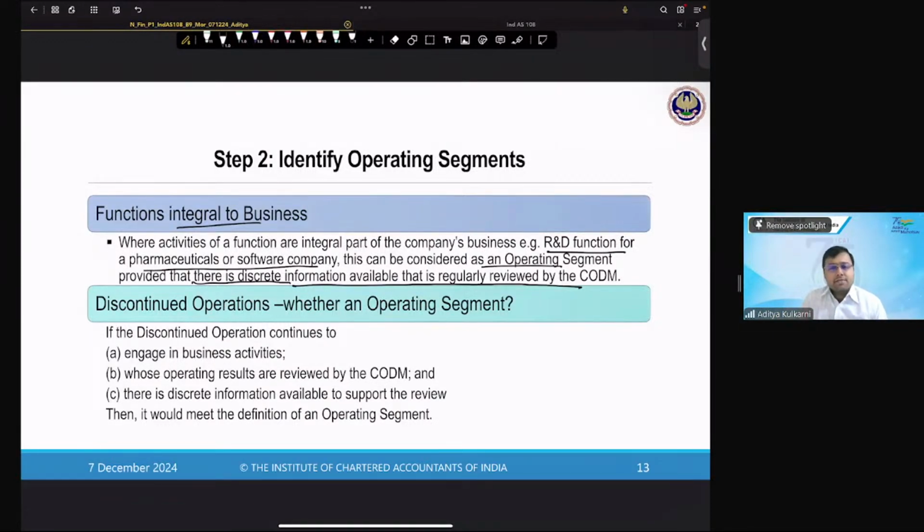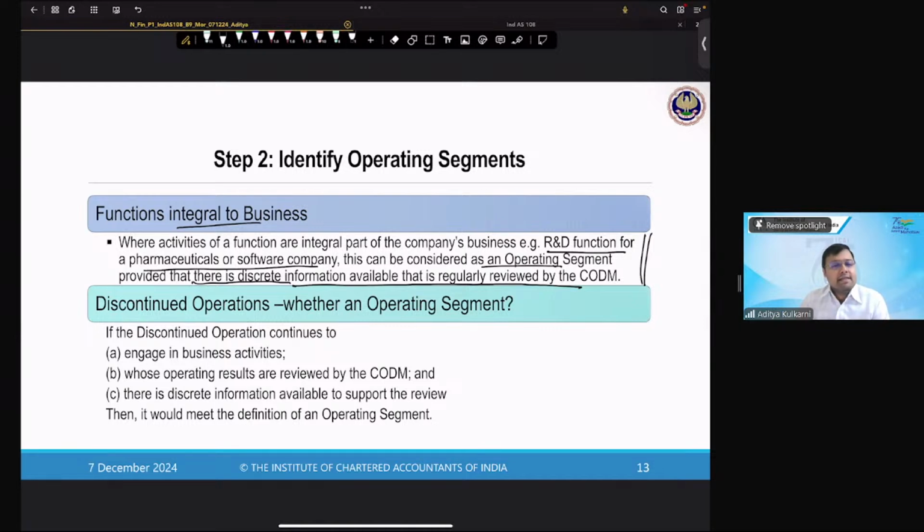Sir, can you repeat that last point? I had a network issue, so there was a lot of cutting in the audio. Okay. So basically what happens is these particular items, segments, they do not generate revenue.